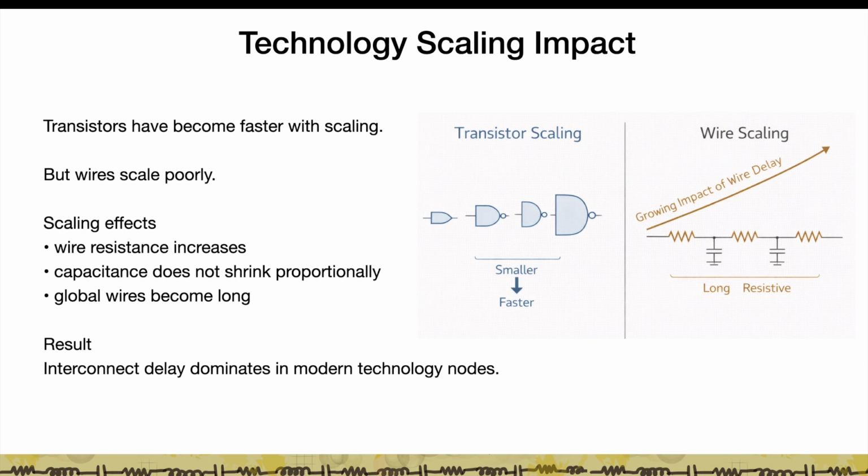The result is a growing mismatch. Every generation, transistors get a little faster, wires get a little worse. At advanced nodes, a single long global wire can have more delay than a chain of a dozen logic gates. That's the world modern chip designers live in.